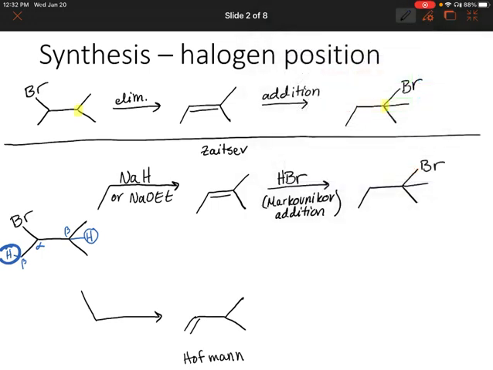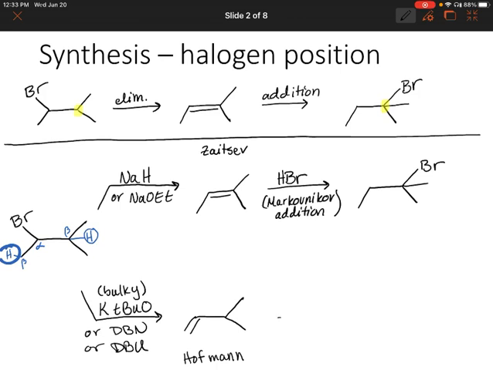So just some options here. You can use potassium tert-butoxide, or you could use DBN or DBU. Those are all bulky bases, and I'll just write a note up here. They're all bulky, so that will favor the Hofmann product.